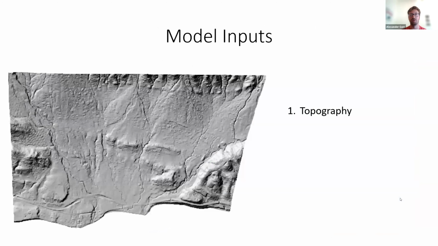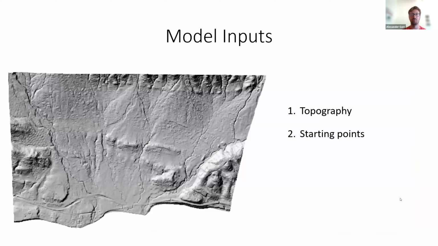Now, when employing a model in a rapid hazard assessment scenario, it's really important that it doesn't require too many parameters that are difficult to constrain. So ProDF only requires a handful of model inputs, the first being topography. So this is just a pre-event DEM from the Montecito study area.